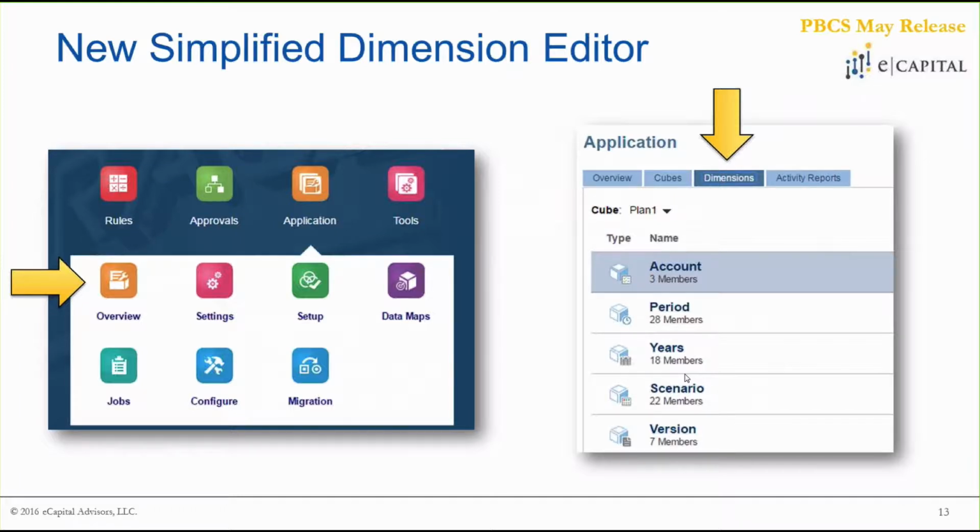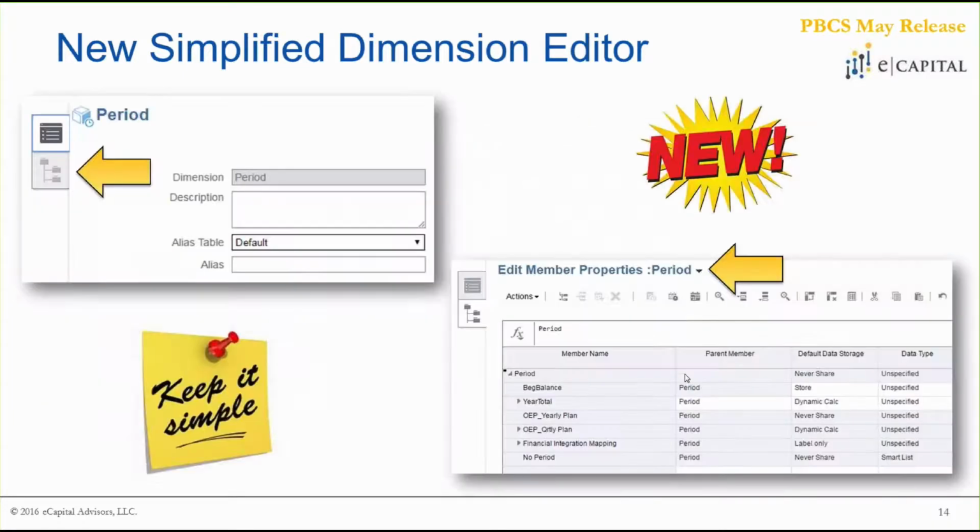You'll access the new simplified dimension editor under the application icon and then jump into overview there. And then you'll see your application overview. Go ahead and click on that dimensions button or the dimensions tab. That's going to bring you to the screen that shows all your dimensions. In this case, I chose the period dimension to start out.